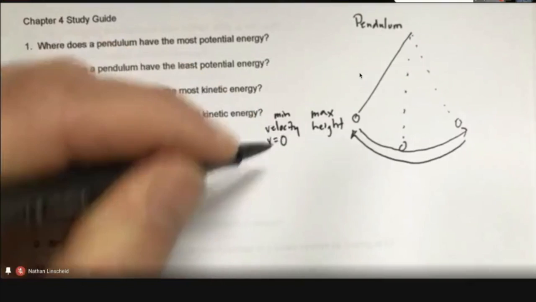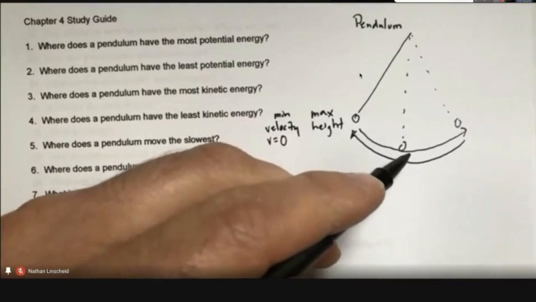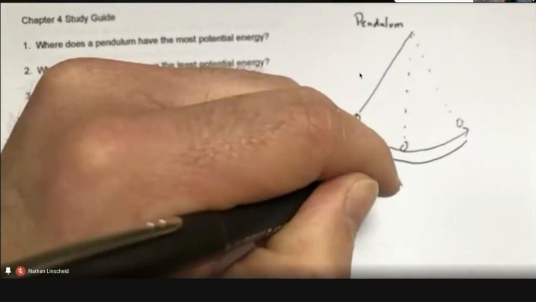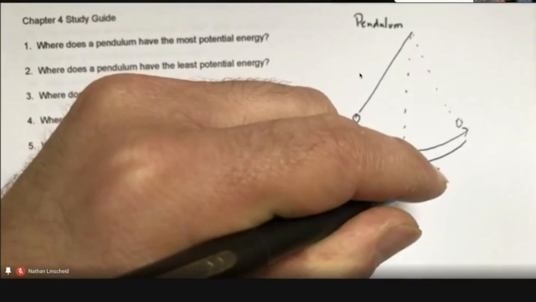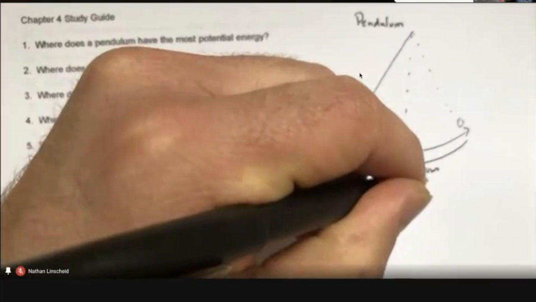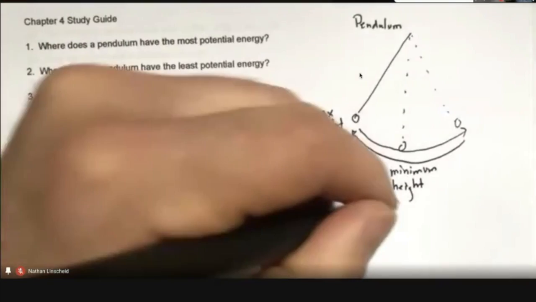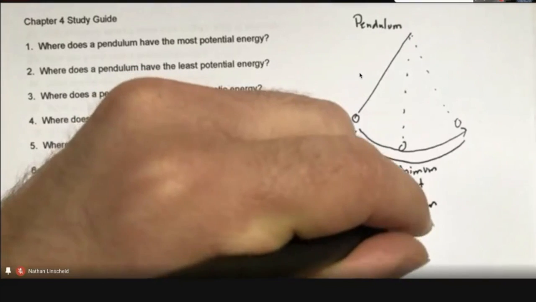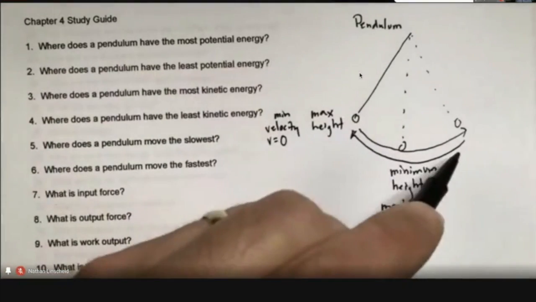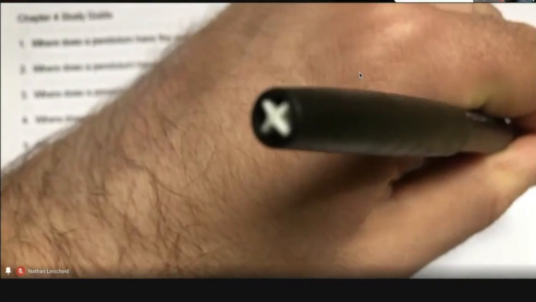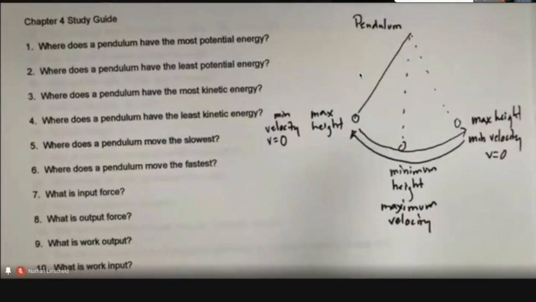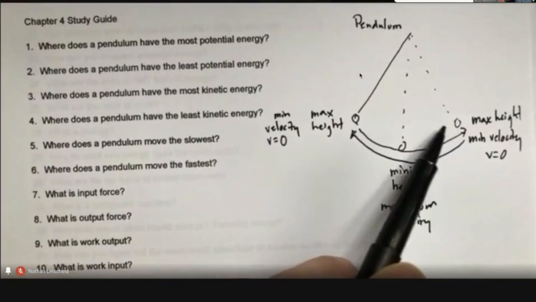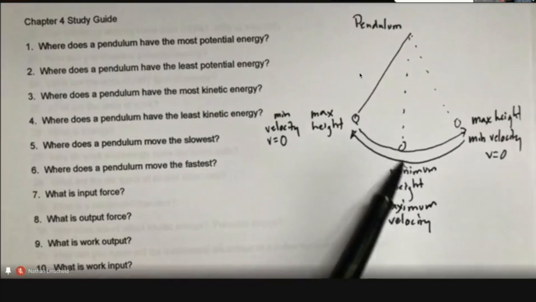All right. Then it starts to swing down. It gains speed until it gets down to the bottom here. And down here, we're at our minimum or smallest height, and we are at our maximum velocity. All right. And then it continues to swing until it gets back up to this place where, again, it has its maximum height and its minimum velocity, which is, again, 0. Okay, so this position and this position are the same. All right, and this position is different. This is the lowest point.